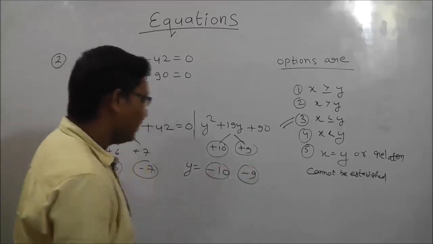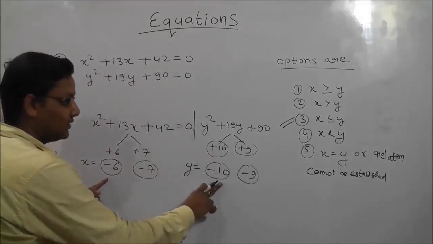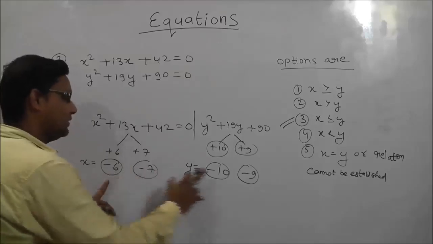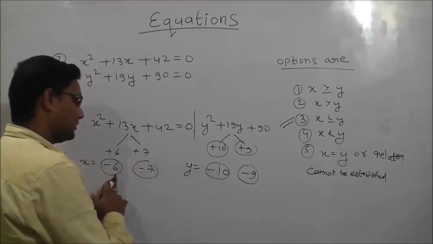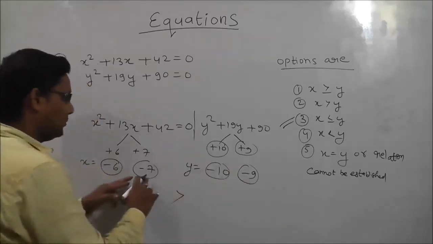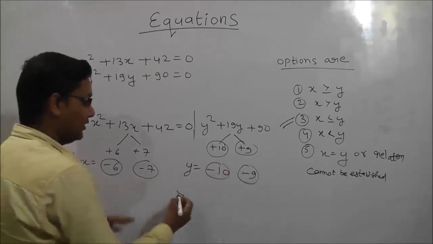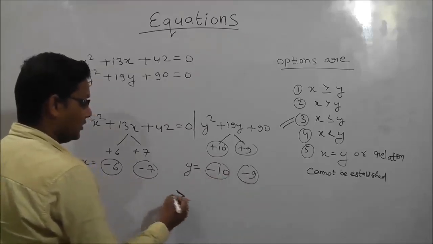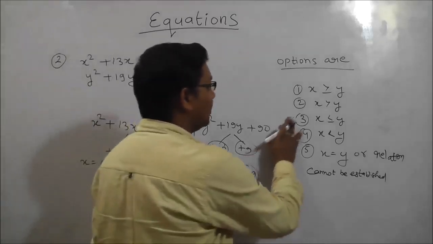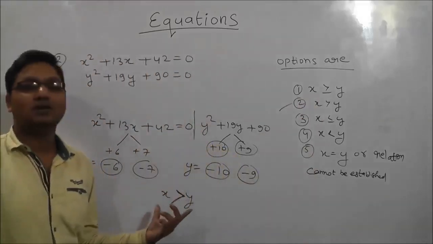Now we have to compare both the values. Minus 6 is greater than minus 10, because in negative numbers the smaller number is greater. Minus 6 is greater than minus 10, and minus 6 is also greater than minus 9. Minus 7 is greater than minus 10, and minus 7 is also greater than minus 9. So the value is x greater than y. So option 2 will be the answer.